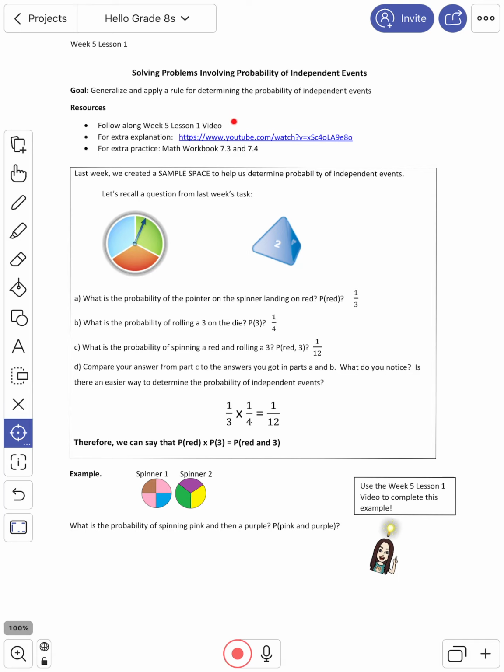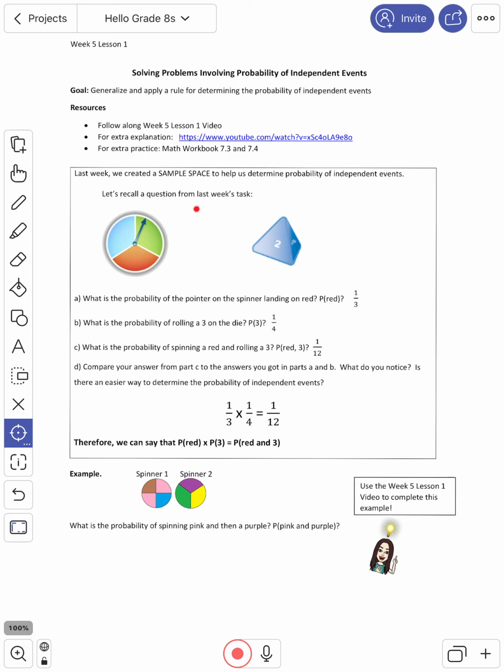Okay, as a resource, you're going to use this video to follow along the lesson. For extra explanation on this, there's a YouTube link here as well. For extra practice, you can use your math workbook 7.3 and 7.4. Also, you can email your teachers whenever, and we'll get back to you as soon as we can.